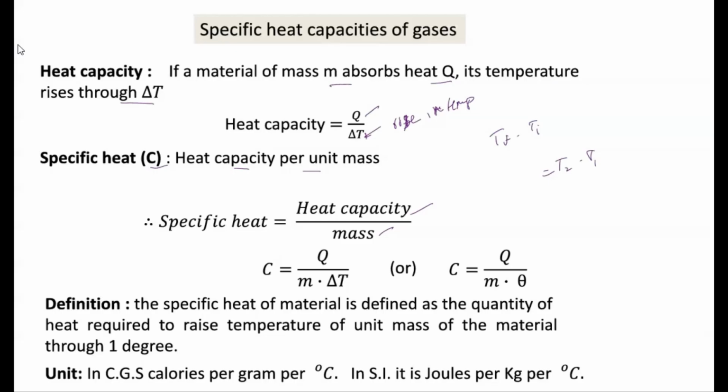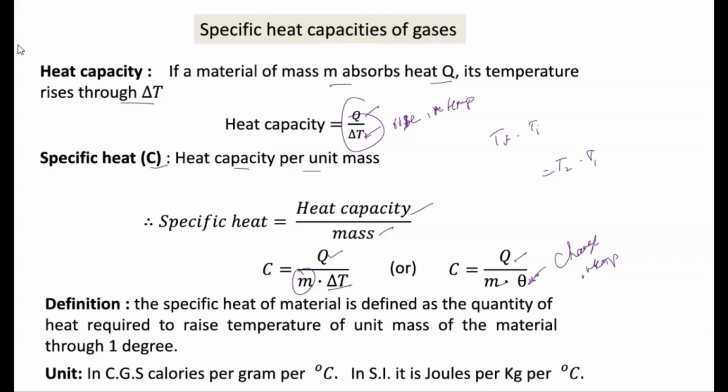So, substituting the values, we get Q upon delta T, and M will be in the denominator. So we can get C equals Q upon M delta T, or theta. Theta is also used to indicate change in temperature. This is another way of representing it. Any notation, delta T or theta, you can use.